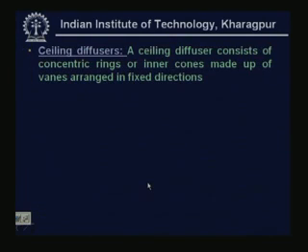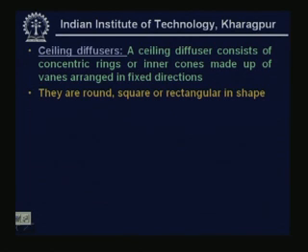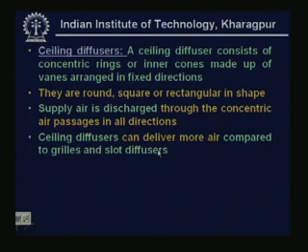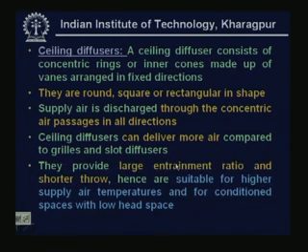The next commonly used air distribution device is what is known as a ceiling diffuser. A ceiling diffuser consists of concentric rings or inner cones made up of vanes arranged in fixed directions. They are round, square or rectangular in shape. That means you can have a round ceiling diffuser, a square ceiling diffuser or a rectangular ceiling diffuser. And supply air is discharged through the concentric air passages in all directions. Ceiling diffusers can deliver more air compared to grills and slot diffusers. This is the characteristic of a ceiling diffuser, and they provide a large entrainment ratio and shorter throw.